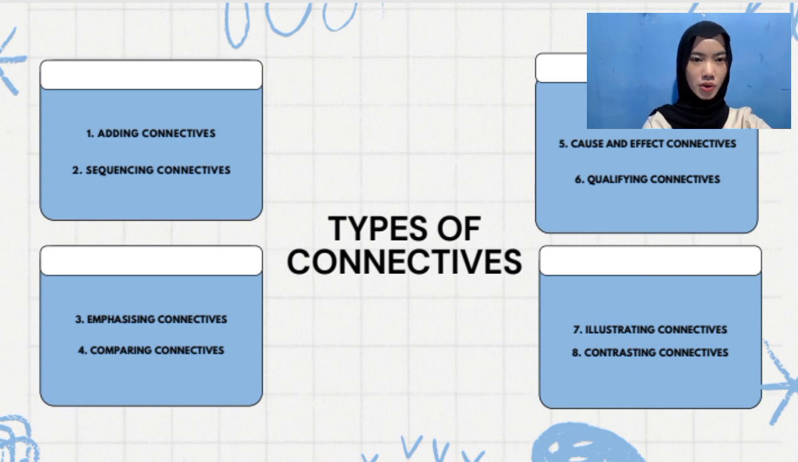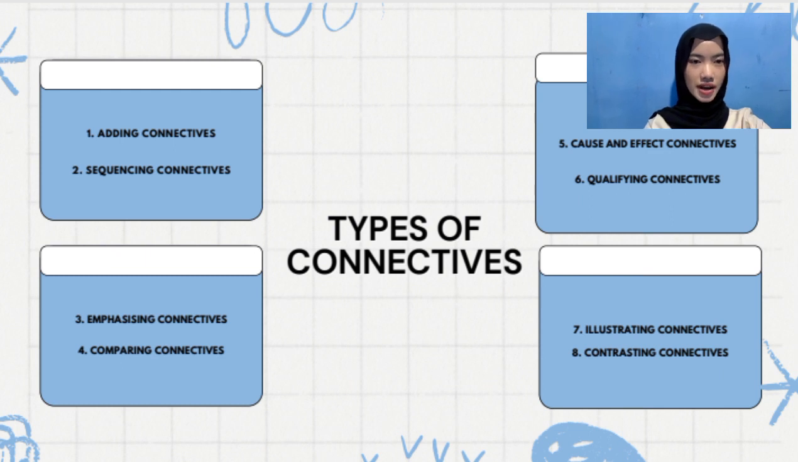4. Comparing connectives. They are used when you want to compare ideas that are similar or the same as each other, like equally, in the same way, similarly, and likewise. 5. Cause and effect connectives. They are used when you want the second part of your sentence to help explain the first part. The second part happens as a result of the first, like because, so, and therefore.